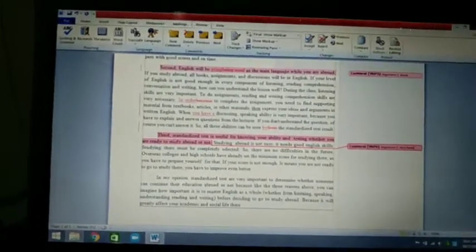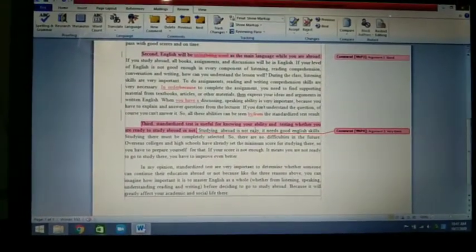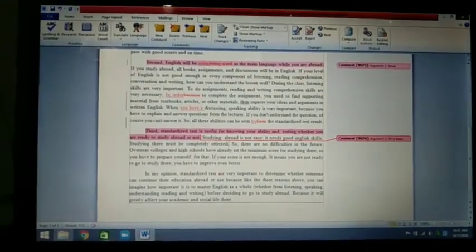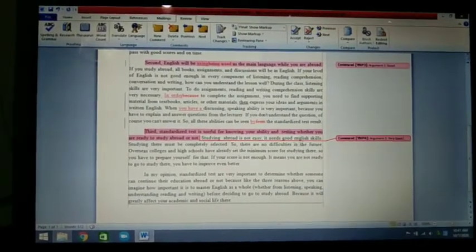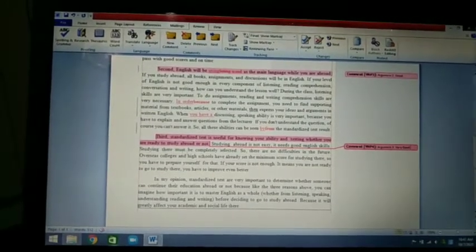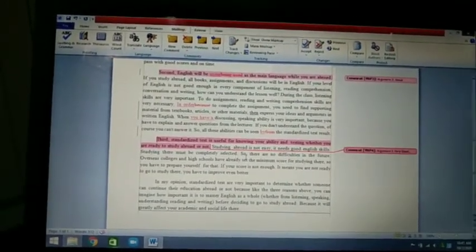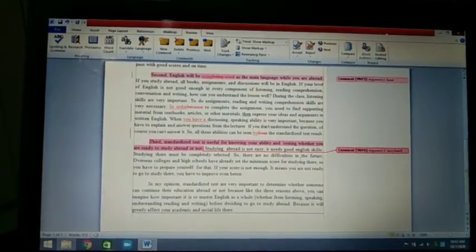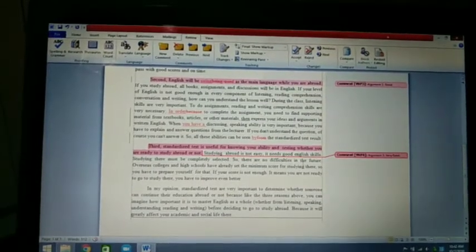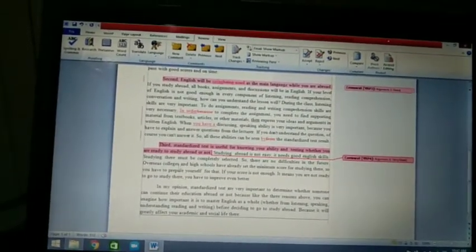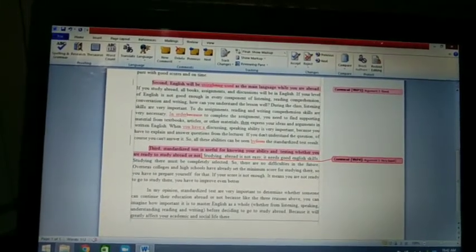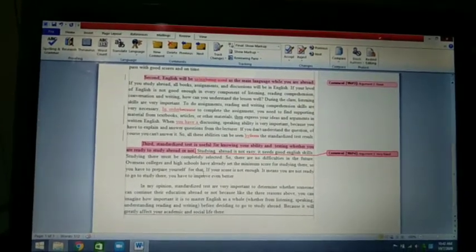Okay. Third, standardized test is useful for knowing your ability and testing whether you are ready to study abroad or not. Okay. Studying abroad is not easy. It needs good English skills. Okay. Studying there must be completely selected, so there are no difficulties in the future. Okay. Overseas colleges and high schools have already set the minimum score for studying there, so you have to prepare yourself for that.